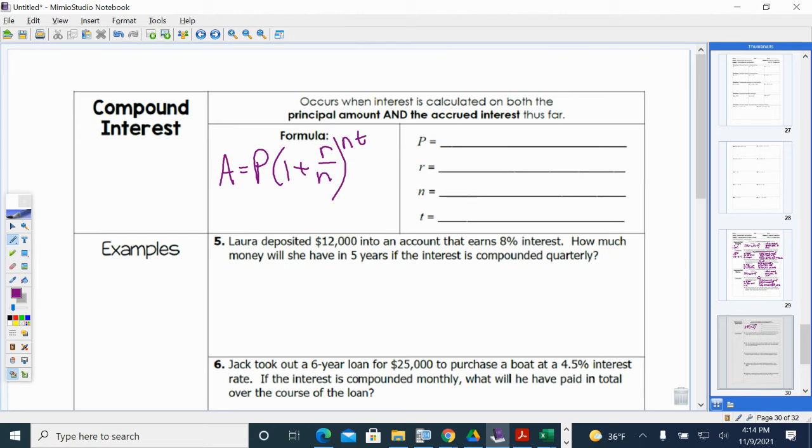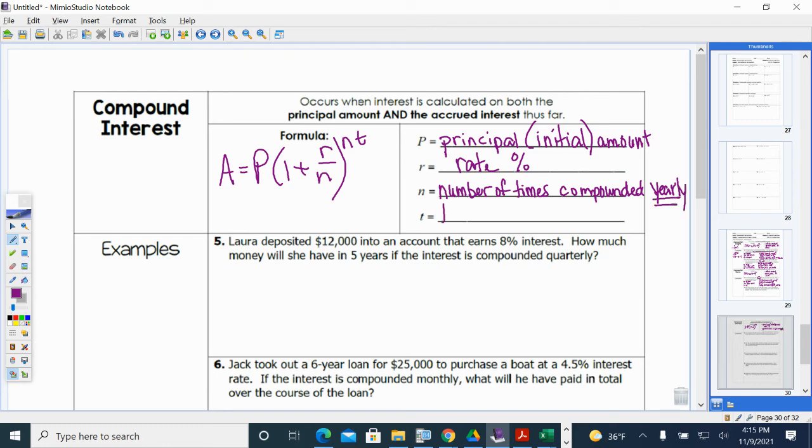So again, your formula here is A is equal to P times 1 plus R divided by N, raised to the power of N times T. So what do each of these letters stand for? Well, P is the principal amount or the initial. R is still your rate. It's still a percent. Don't forget to move the decimal. N is the number of times it's compounded yearly. The yearly is important. And then T is time.